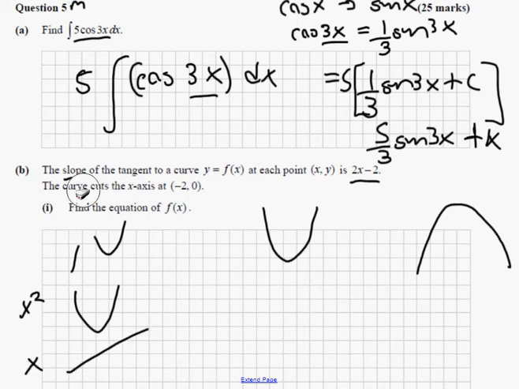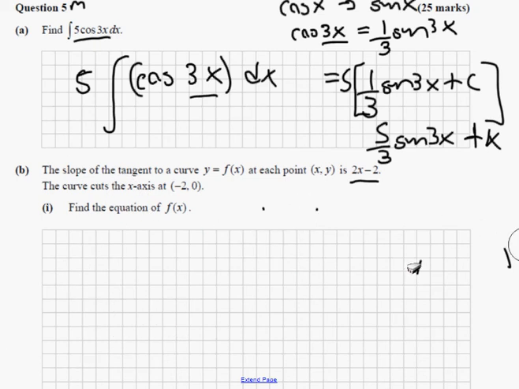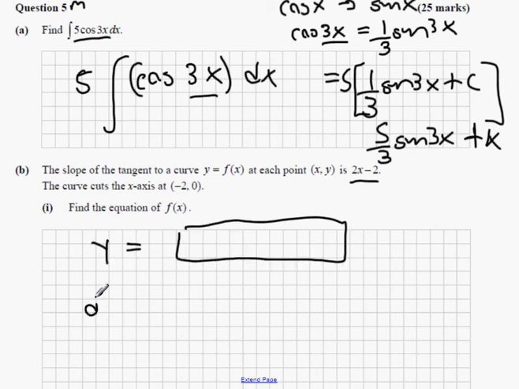Now, what we're told is that the first derivative, so we have our original equation, y equals something in a box, and then we're told that dy/dx equals 2x minus 2. What is the reverse of differentiation? Integration. So we're going to integrate this with respect to dx.